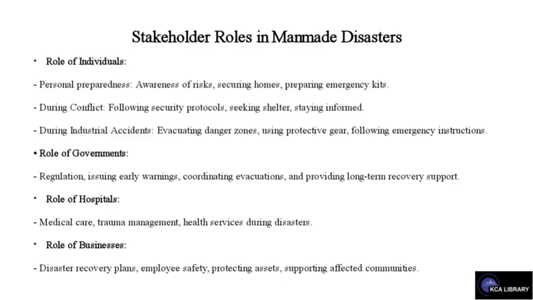During an industrial accident, they should evacuate danger zones using protective gear, following emergency instructions. Now, for the government, what is their role? They should give regulations, they should ensure early warnings, they should coordinate evacuations, they should provide long-term recovery support. Now, for the hospitals, they should provide medical care, trauma management, and health services during disasters. For businesses, there should be disaster recovery plans, employee safety, protecting assets, and supporting affected communities in the environment in which they operate.